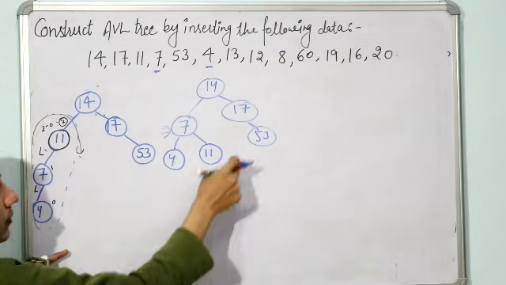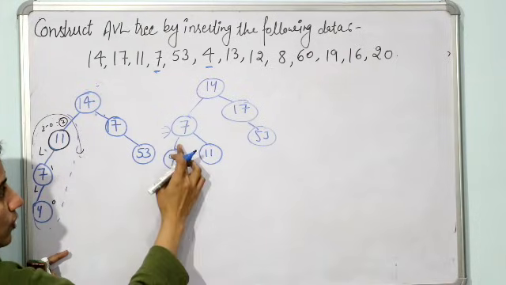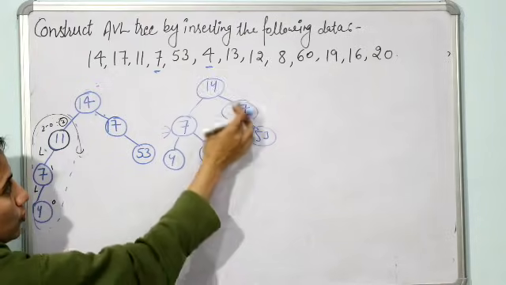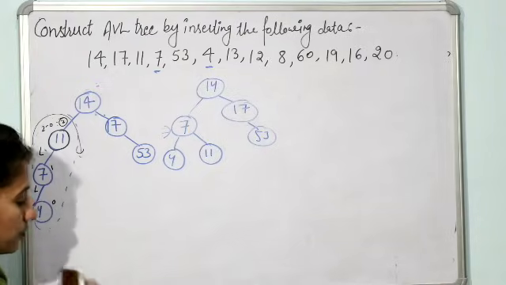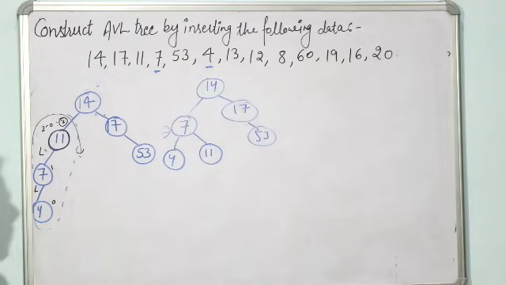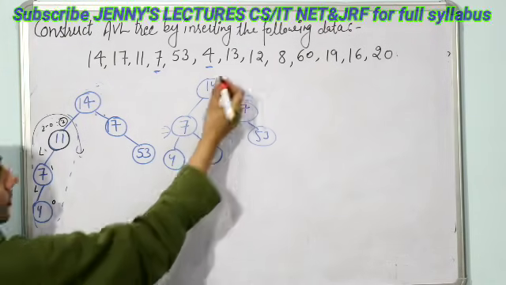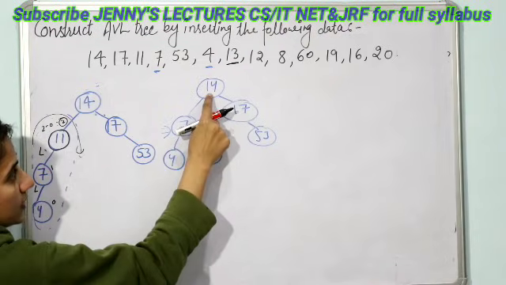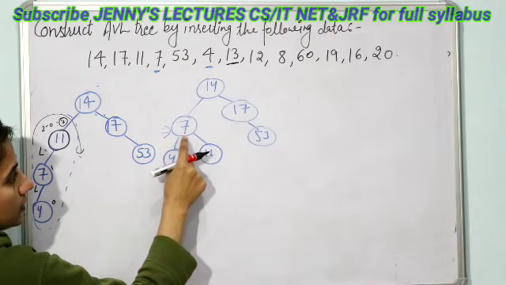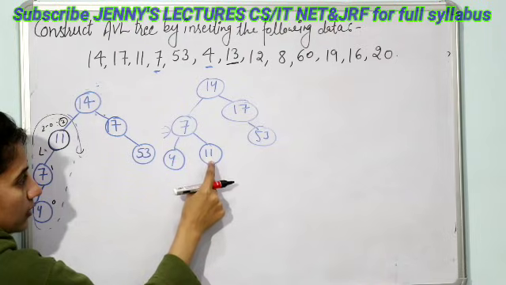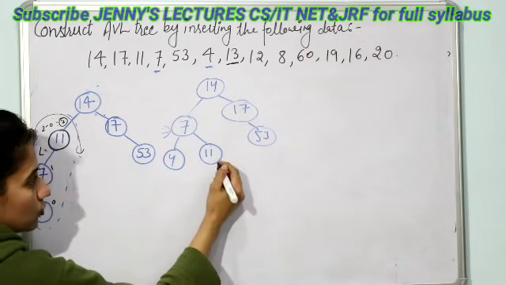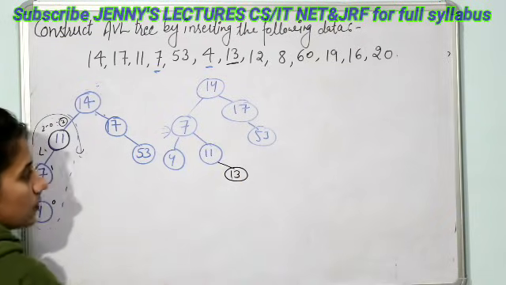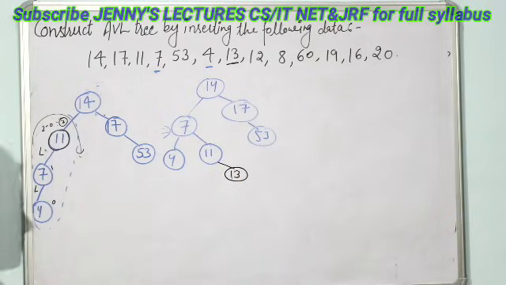Fine. Now check out the balance factor. 0, 0, 1 minus 1, 0, 0, minus 1, 1, 2, 1, 2, 2 minus 2, 0. This is a balanced tree. Now the next element to be inserted is this 13. Where is 13 to be inserted? 13 is less than 14. 13 is greater than 7, so it would go to the right part, and 13 is greater than 11, so it would go again to the right part. That is, here 13 would be inserted.